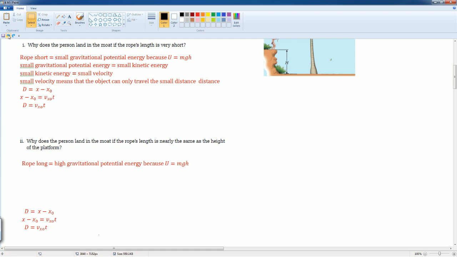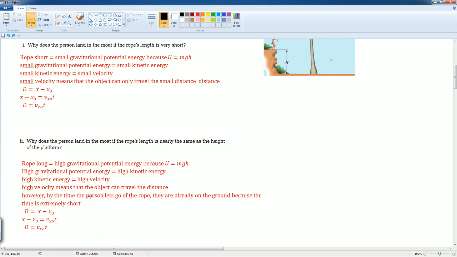You see here the rope is long. The fact that the rope is long, there's going to be a large h. That means there's high gravitational potential because U equals mgh. The high gravitational potential will convert to high kinetic energy. The high kinetic energy means there's high velocity because kinetic energy is 1/2 mv squared. The high velocity means the object can travel super far.